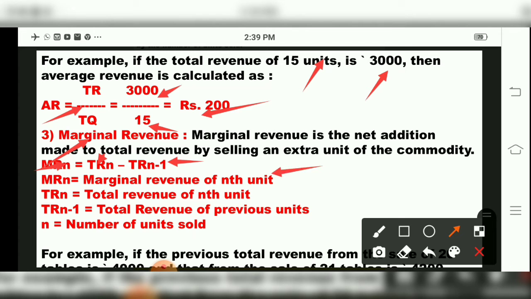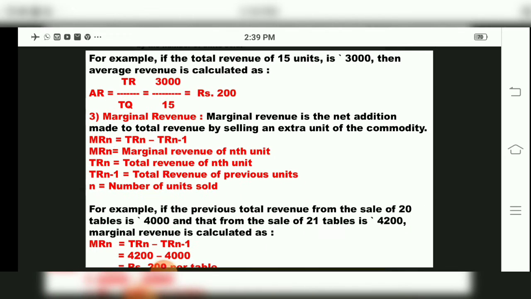MRn is the marginal revenue of the nth unit. TRn is equal to total revenue of the nth unit. TRn-1 is the total revenue of previous units. n is equal to the number of units sold. So marginal revenue, MRn, is equal to TRn minus TRn-1. MRn is the marginal revenue of the nth unit, TRn is the total revenue of the nth unit, TRn-1 is equal to the total revenue of previous units, and n is equal to the number of units sold.